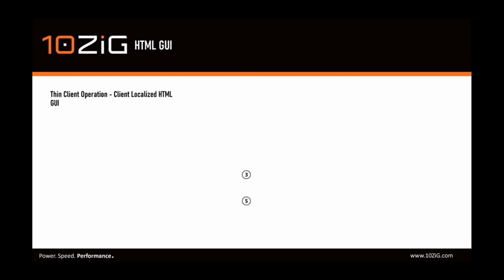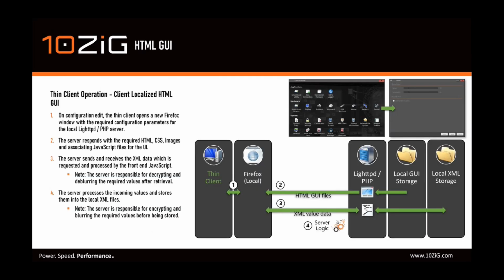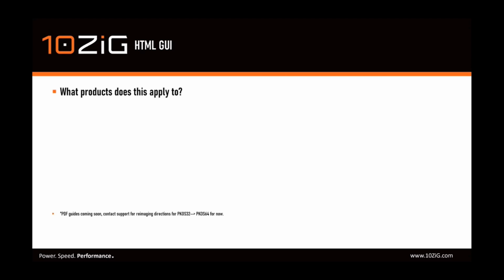putting it in a web browser. This is kind of a deeper dive slide, so I'm not gonna go into this too deep, but if you guys wanted to rewatch the video again, this kind of shows the flow of all the things we were talking about with XML files and HTML GUI files, with the Firefox browser being locally on the thin client. So then the question is, what products does the HTML GUI apply to?